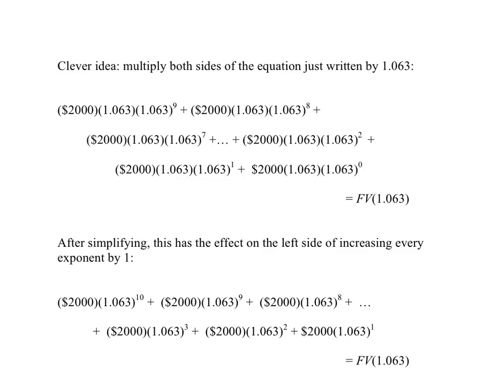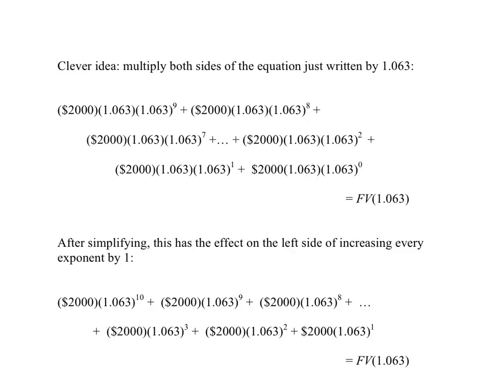Great, so we have this long expression for the total value of our account at the end of 10 years. How does that help us get a formula? Well, here is the clever idea. Multiply both sides of the equation by 1.063.